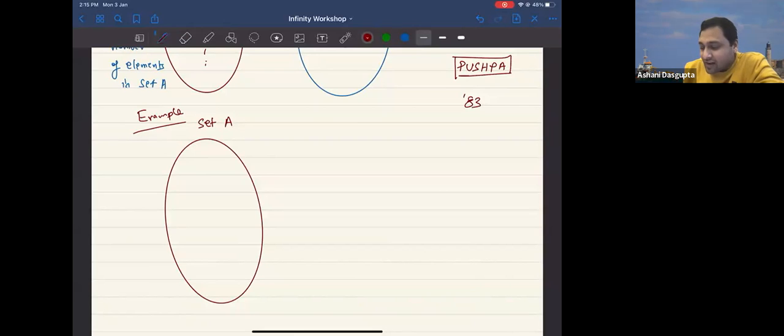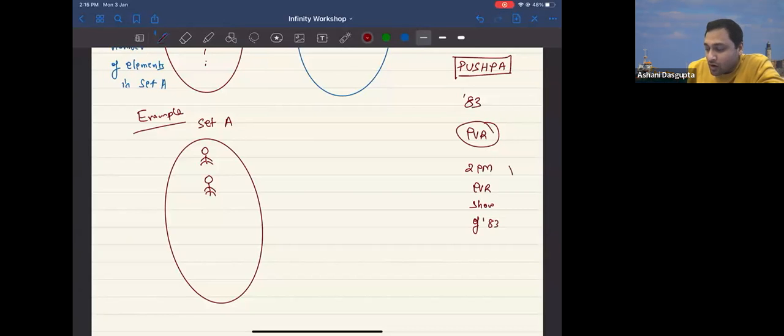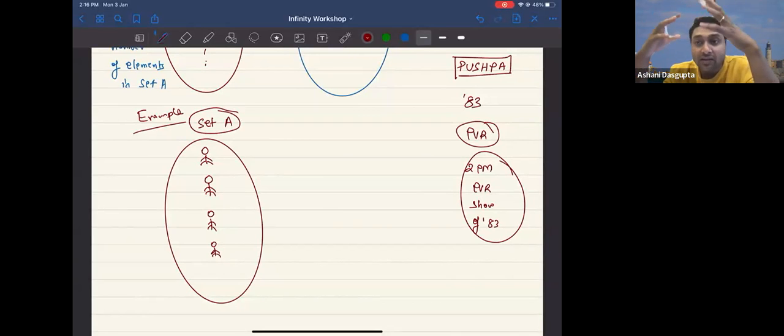So PVR, suppose you want to go to PVR in a particular screen and you want to count the number of people who are watching the 2 p.m. show of 83. Suppose you want to know how many people are attending the movie. Okay, so that is your set A. Set A is the number of people at the 2 p.m. show of 83.